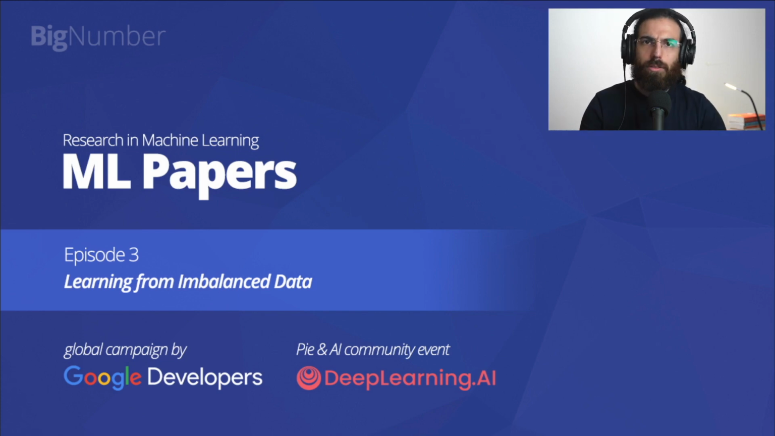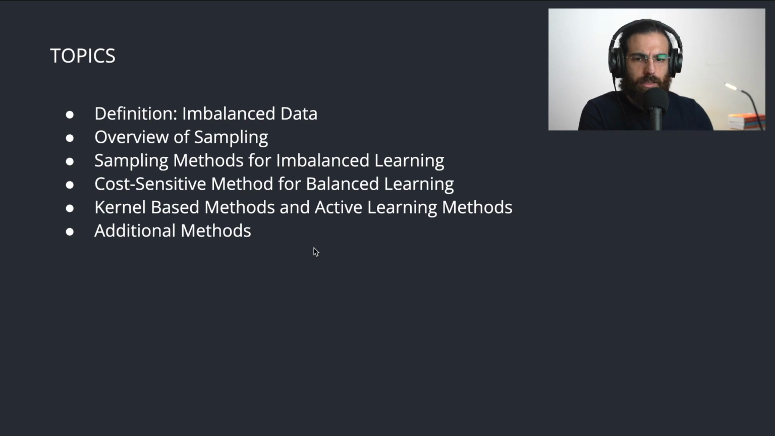So, welcome everybody to this third episode of ML Papers, Learning from Imbalanced Data. Now, this paper is quite lengthy, 22 pages, if I remember correctly. So it is not something we can cover in completion in 1 hour.